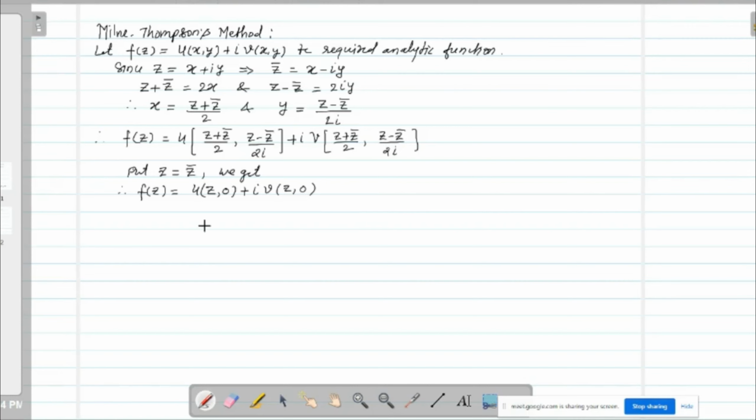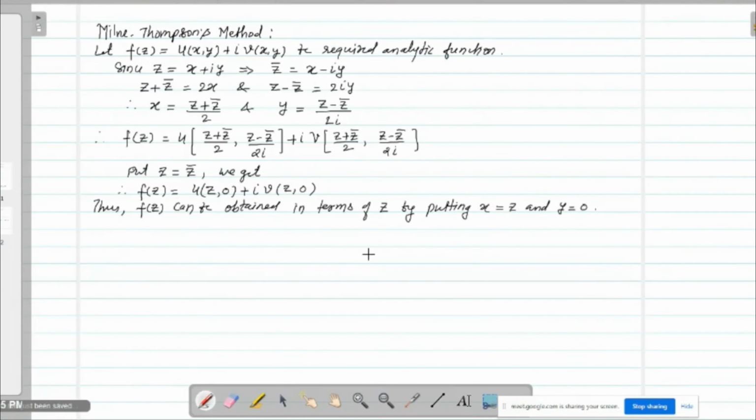So from this you can say that the function f(z) can be obtained in terms of z by putting x equal to z and y equal to 0 in the function f(z) equal to what?